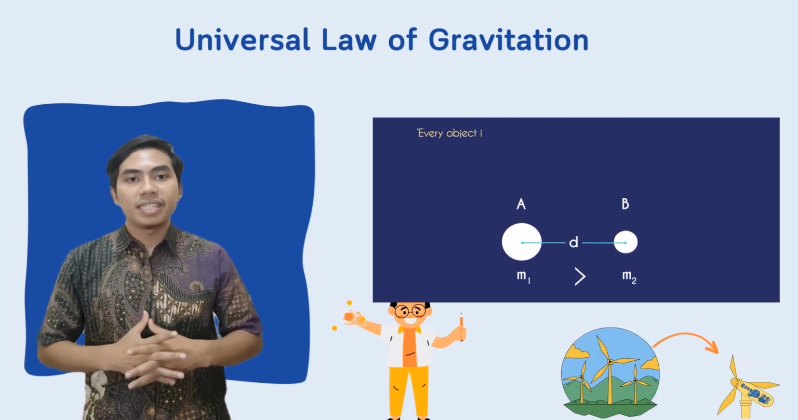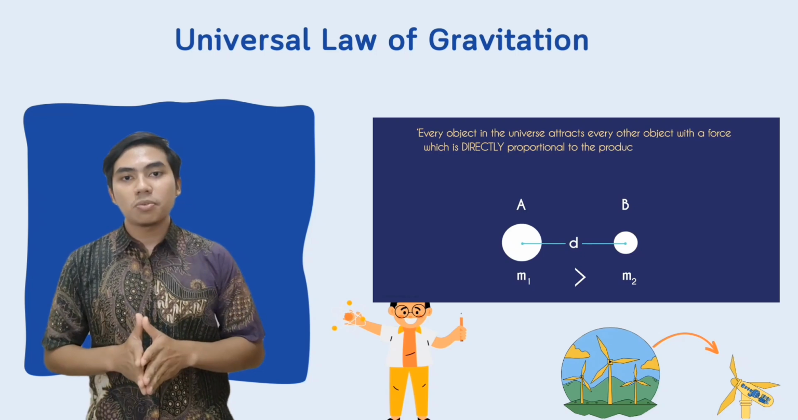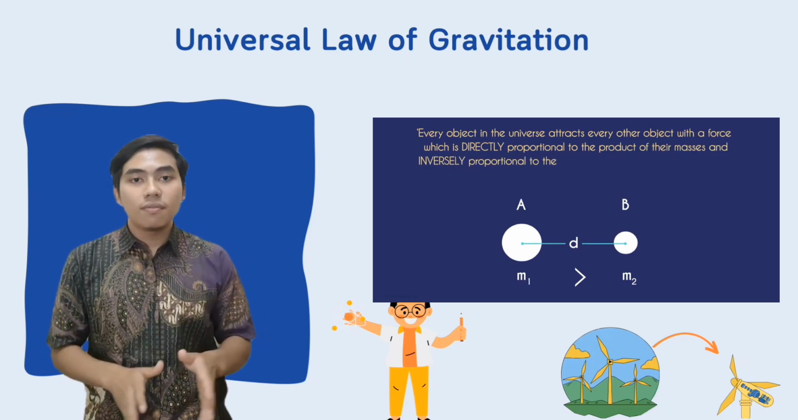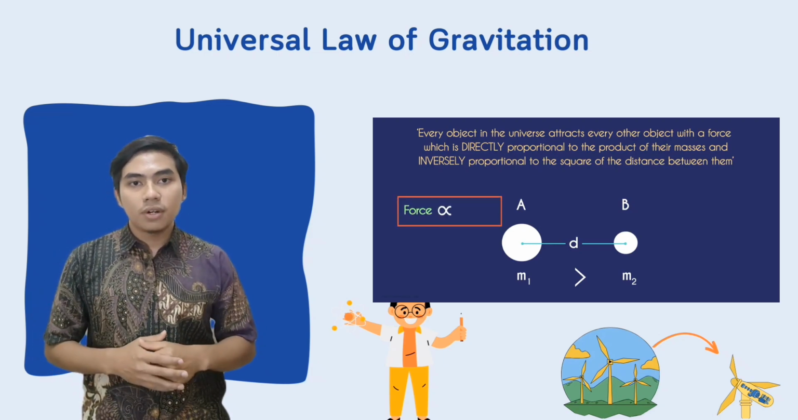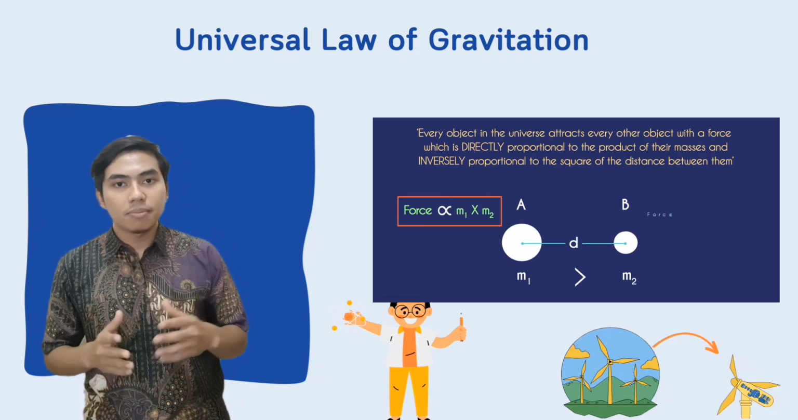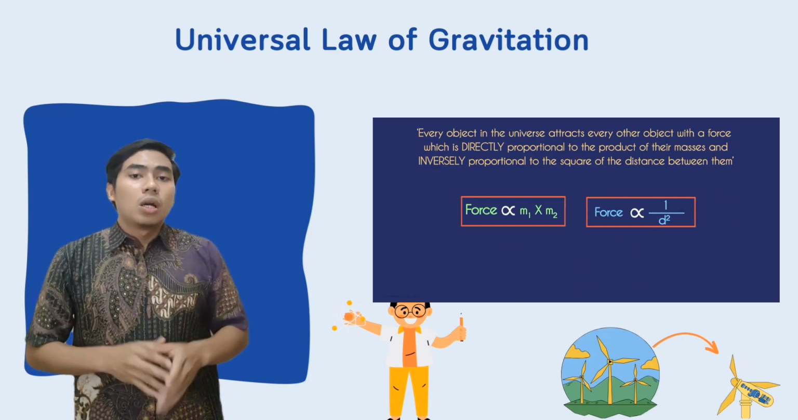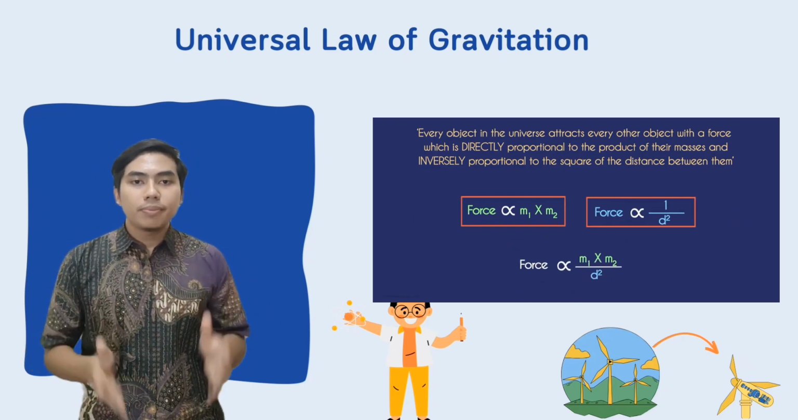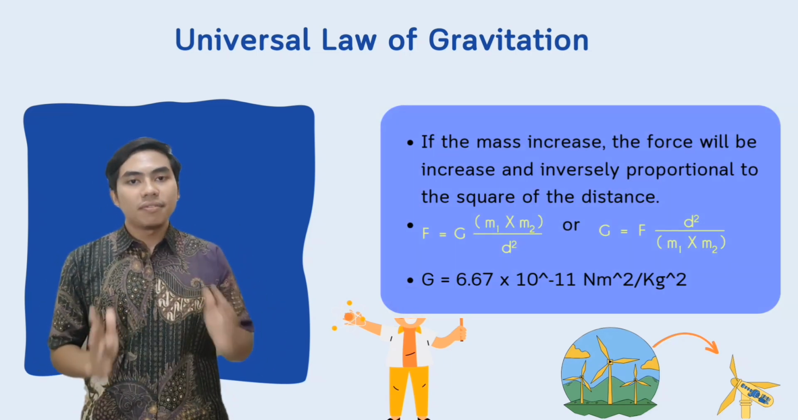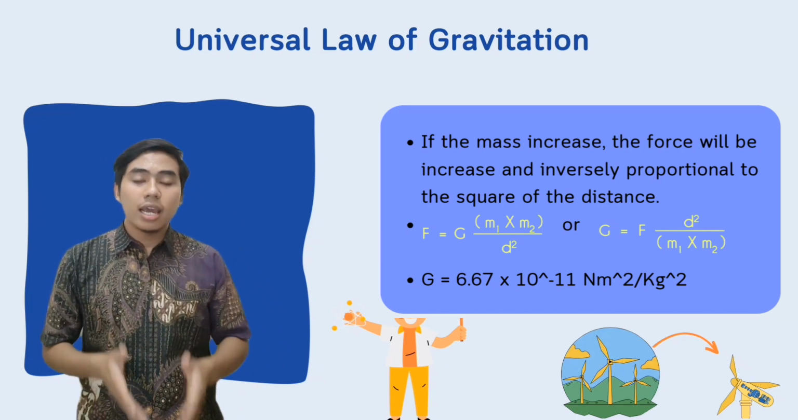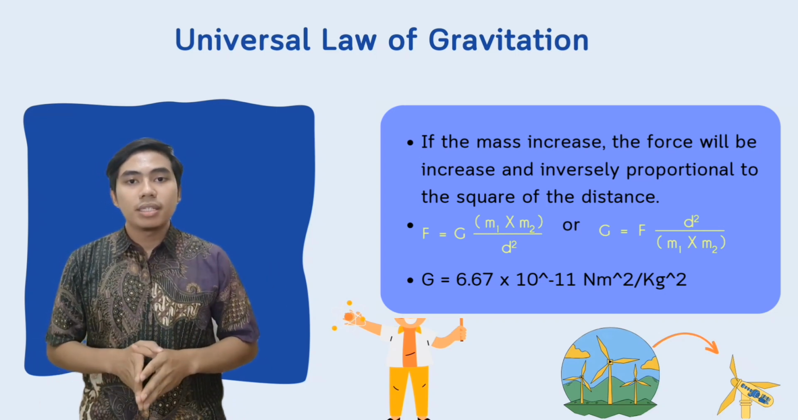The universal law of gravitation says that every object in the universe attracts every object with a force which is directly proportional to the product of their masses and inversely proportional to the square of the distance between them. With this data, we can write it mathematically like this. So, if the mass of any object increases, the gravitational force will have more magnitude, and the more distance between the two objects, the lesser will be the gravitational force.